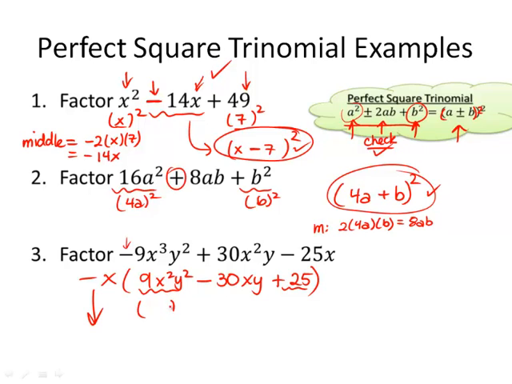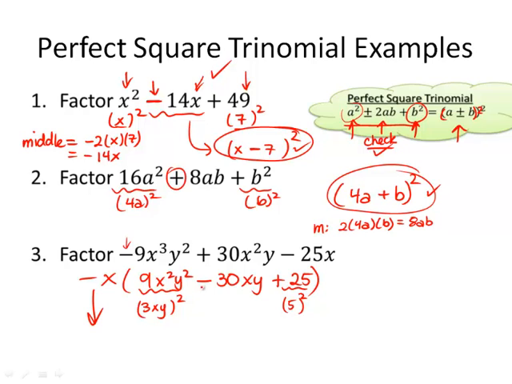Okay, so the first term, to make that a square, you'd have to have 3xy. 3xy times 3xy gives you 9x squared y squared. And the last term would have to be 5 squared. Notice this is a higher level question, so it is a little more difficult. But see if you can follow the format and finish it off.